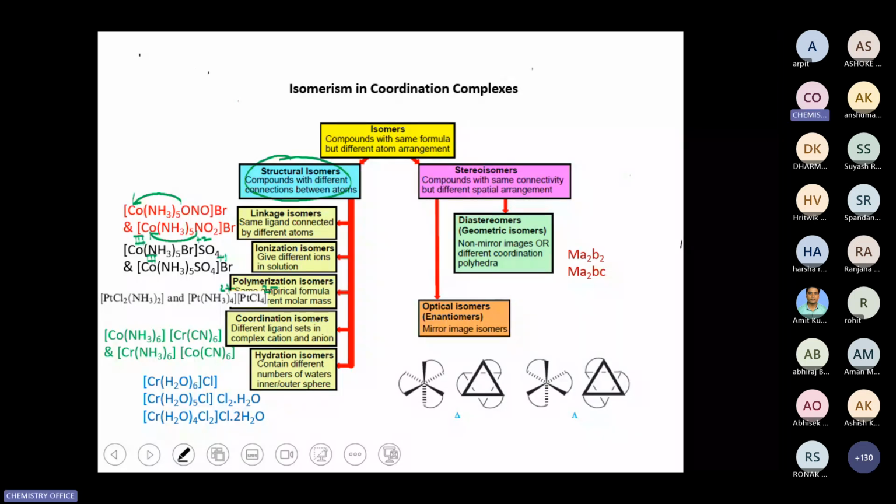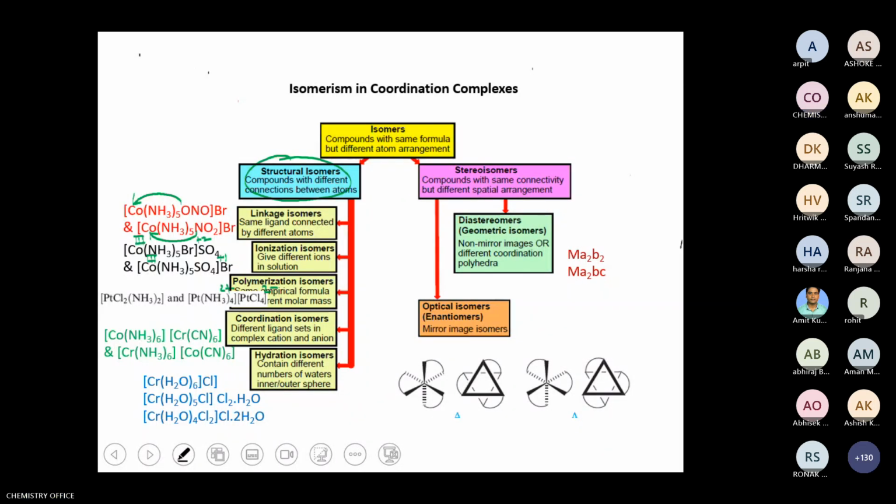Coordination isomers. Here the complex cation and anions are also encountered. Cobalt is available, ammonia ligands are attached with cobalt, and here in the anion, cyanide ions are attached with chromium. But in the second case, they exchange the coordination sphere. The ligands, ammonia and cyanide, exchange the metal ions. So it is a coordination isomer.